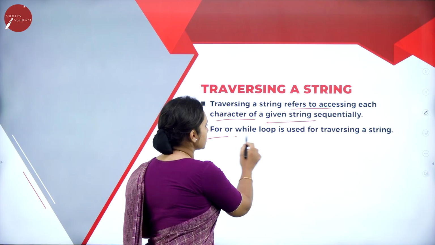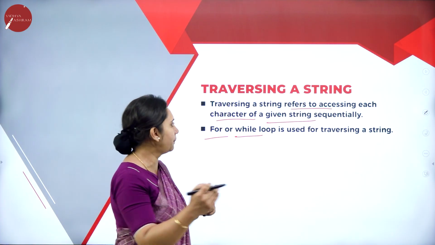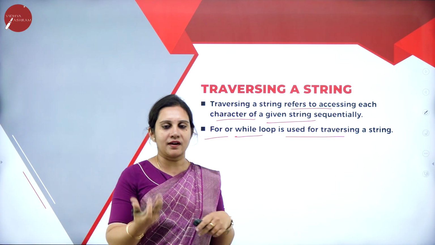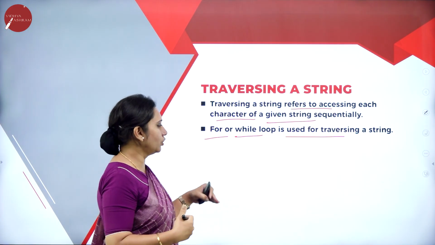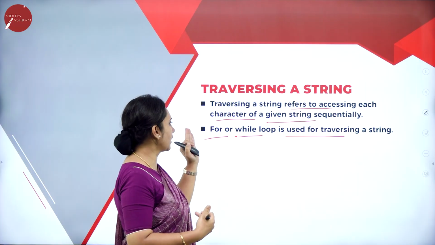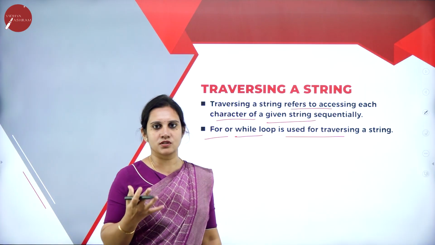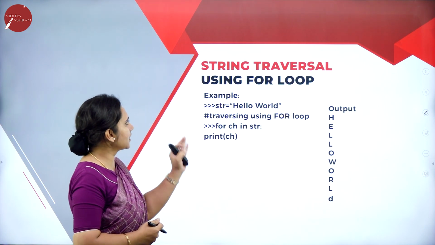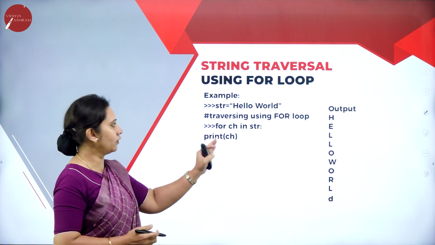So here we are using two loops, that is the for loop and the while loop, for traversing a string. Which are the two loops we are using for traversing a string? A for or a while loop is used for traversing a string. So let us see with the example using a for loop.